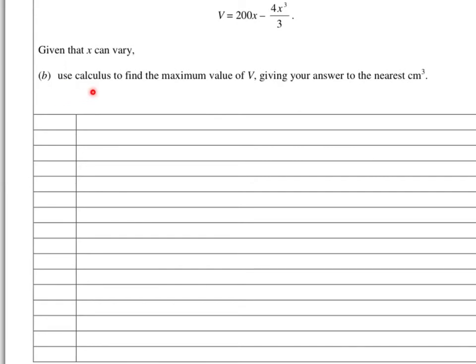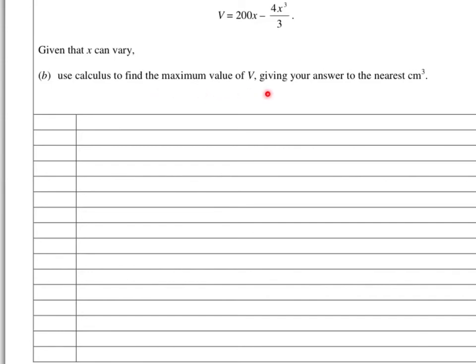In part B, it asks you to use calculus to find the maximum value of V, giving your answer to the nearest centimetre cubed. So if I want to find a maximum value, they occur when the gradient is 0. Because this is a function, we mean the gradient function, so we're using calculus to find dV by dx, which is the gradient function of the volume, and then I'm going to equate that to 0 to help me find the maximum value of V.